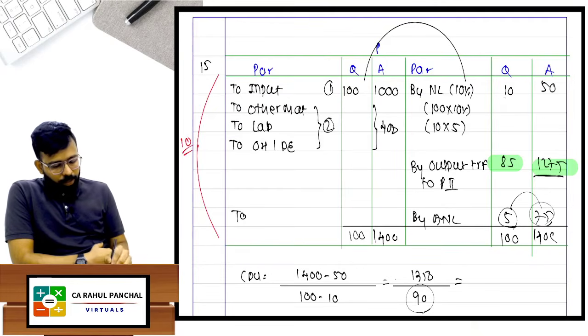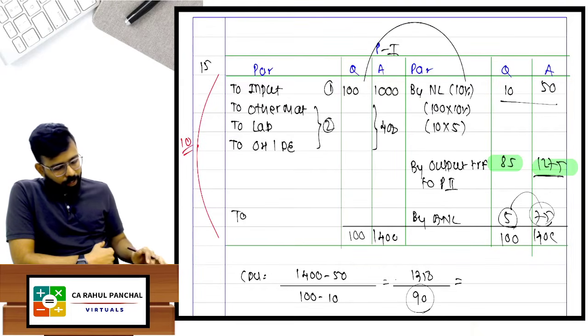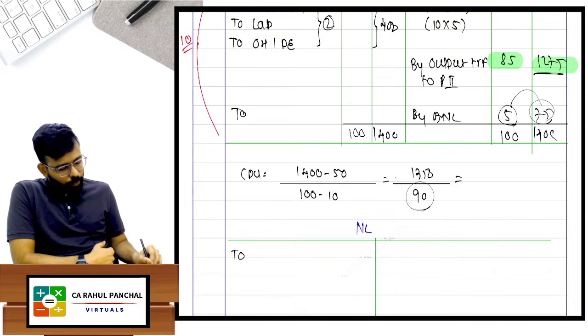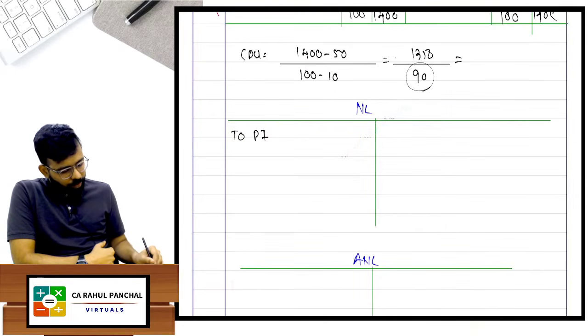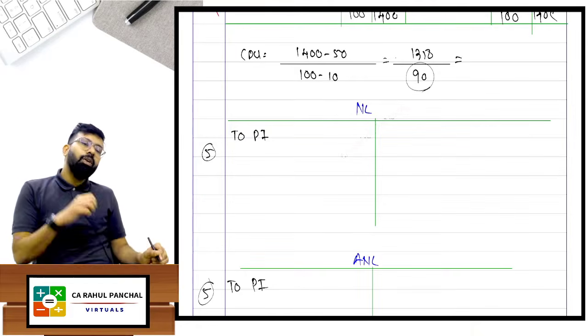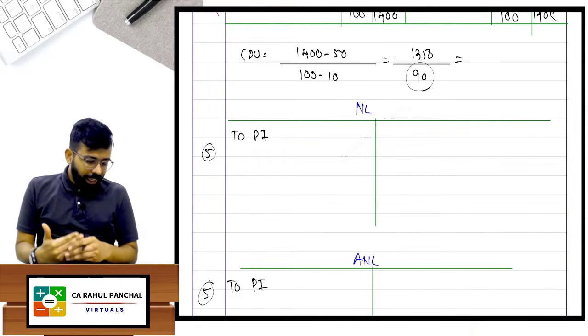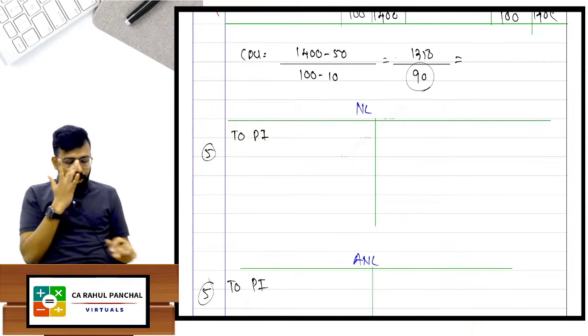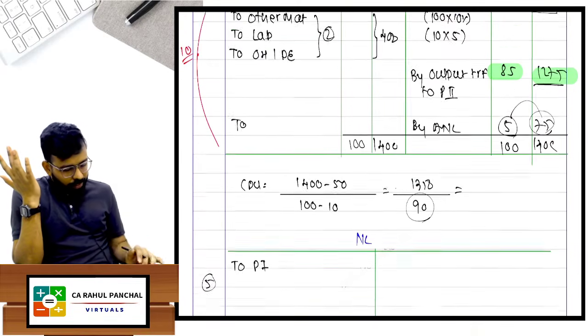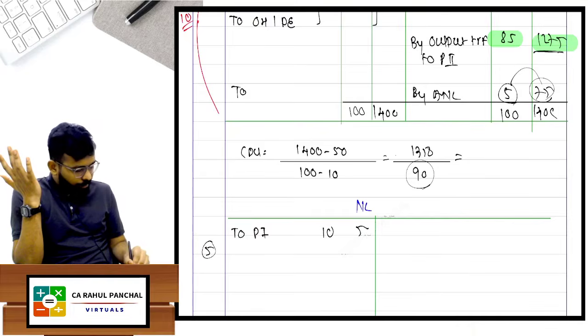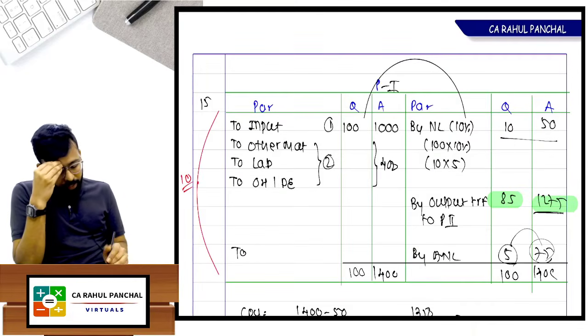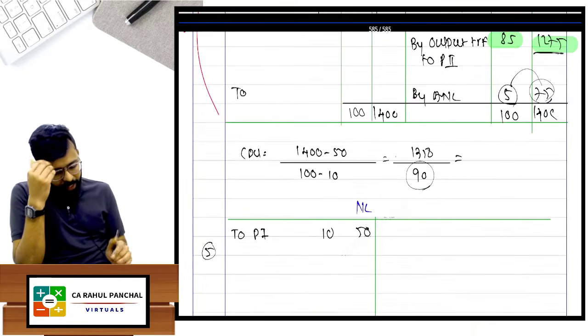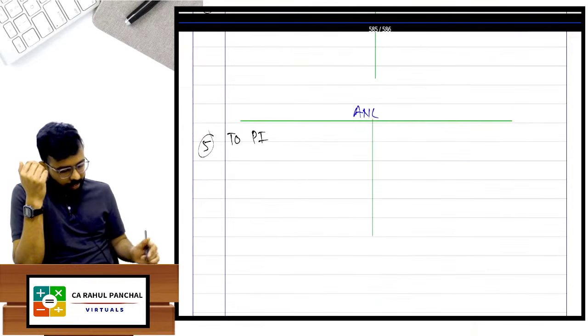Normal loss is appearing on the debit side of Process 1. So I will say 2 P1. Now for normal loss also 2 P1, 5 lines. Process account is for 10 lines, normal loss is for 5 lines, abnormal loss also for 5 lines. Okay. Process 1, you will say, sir, 10 units and 50, and its corresponding effect, 5 and 75.